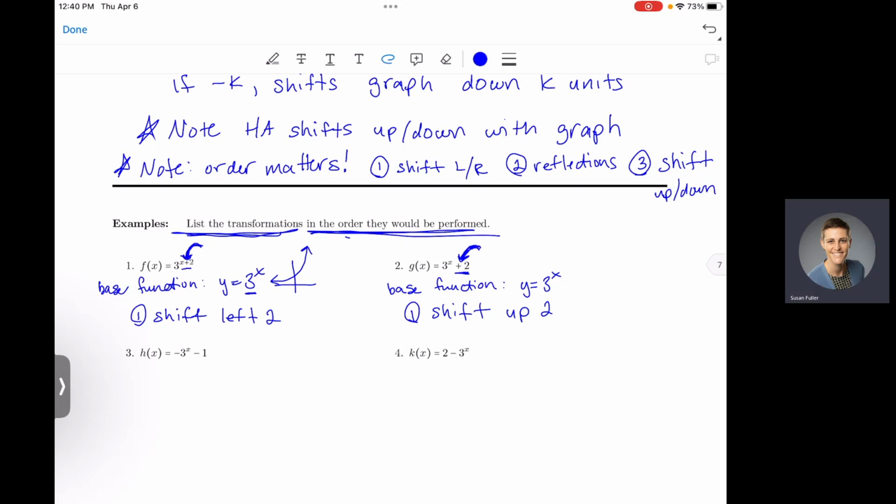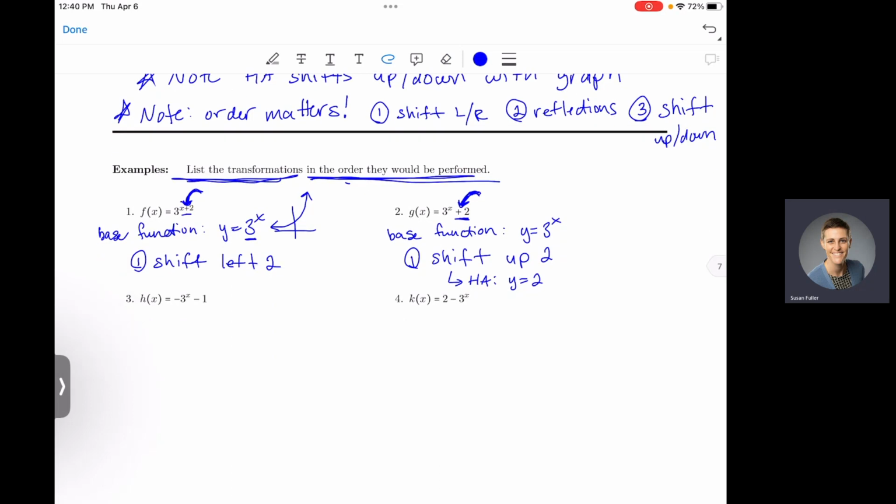And just to make a note here, when you shift this thing up 2 units, that means your horizontal asymptote is also going to go with it, which means your horizontal asymptote is also going to go up 2 units to the line y equals 2 instead of y equals 0. I just want to make a note of that because it's something that's easy to forget about.